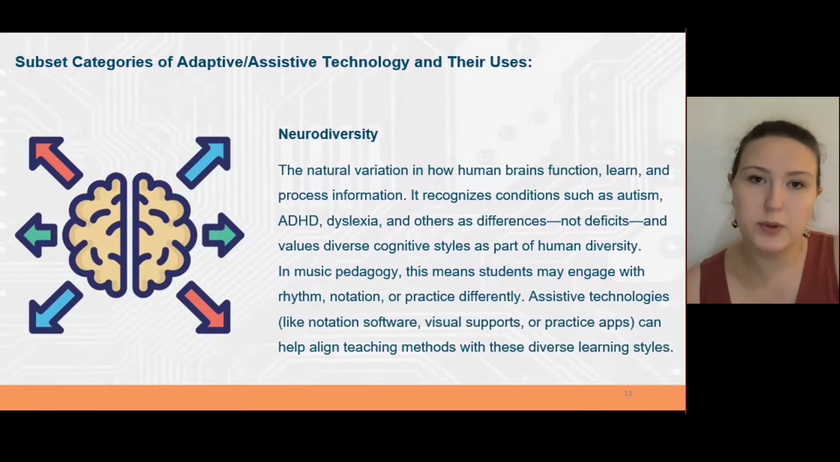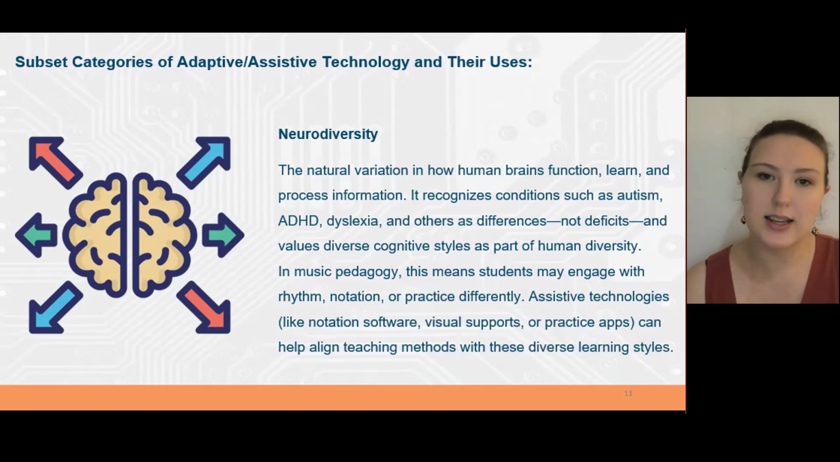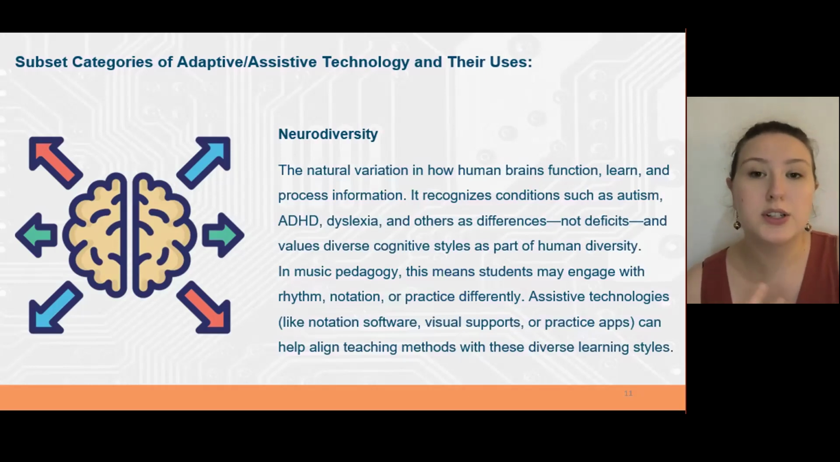Another subset category would be that of neurodiversity. Neurodiversity is simply the natural variation in how the human brain functions, how it learns, how it processes information. Neurodiversity recognizes conditions such as autism, ADHD, dyslexia, and many others. These are not deficits, and this is meant to value the diverse cognitive styles as a part of human diversity.